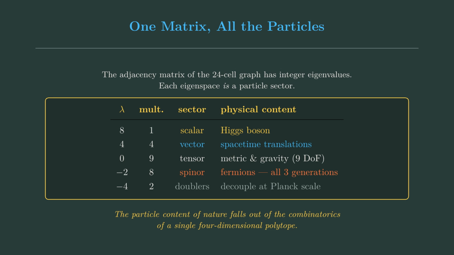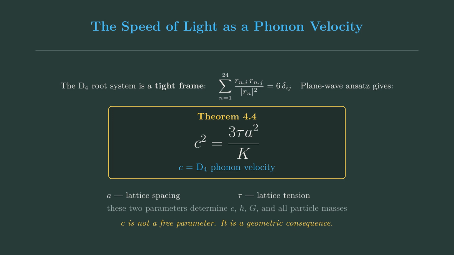The last major result of paper 1 concerns dynamics. The 24 root vectors of D4 form a tight frame. Their outer products sum to 6 times the identity. This coefficient 6 determines the discrete Laplacian, the Green's function, the Wilson parameter, and the gravitational packing coefficient, all at once. The phonon dispersion relation gives c squared equals 3 tau a squared over k. The speed of light is the phonon velocity of the D4 lattice. Not a free parameter. A geometric consequence.